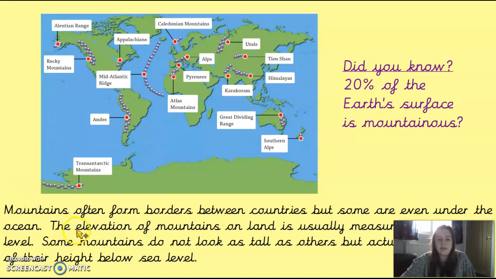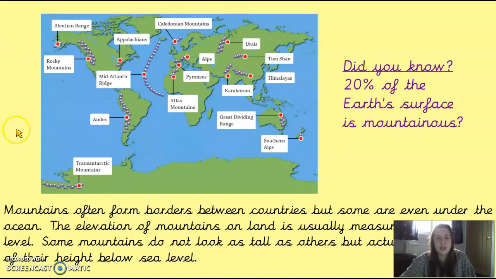Okay, so elevation is how tall the mountains are. And so it says they're measured from the sea level. So even if some mountains don't look as tall if you went out to see them, it's because a lot of their height is below the sea level. Okay, and a little fact here, did you know 20% of the Earth's surface is mountainous? So 20% of the surface is quite a big amount of the surface.